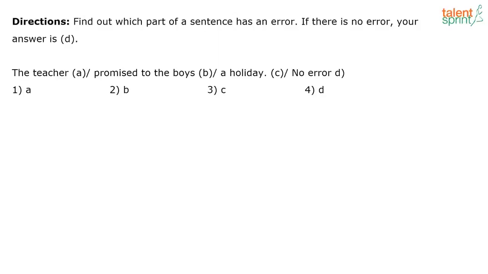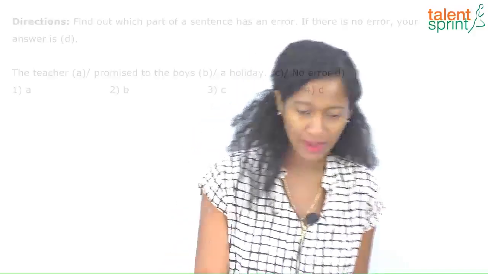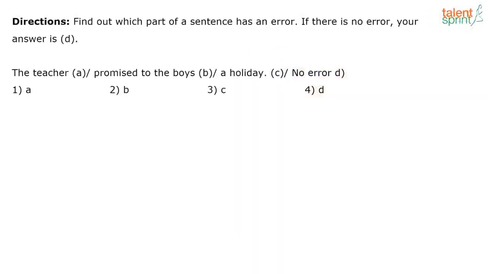The teacher promised to the boys a holiday. This is an easy one, right? As soon as you read it, you know where the error is. Where is the error? B. Why? What do you do in B? Yes. Remove "to". It's an unnecessary preposition, right?